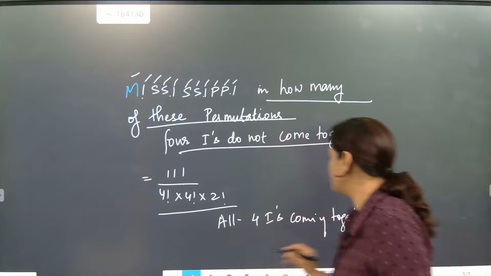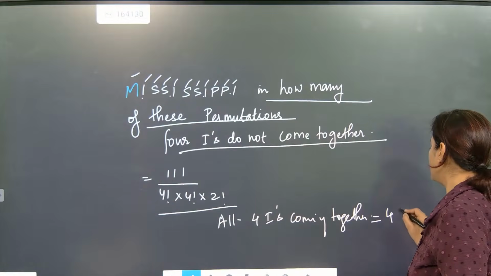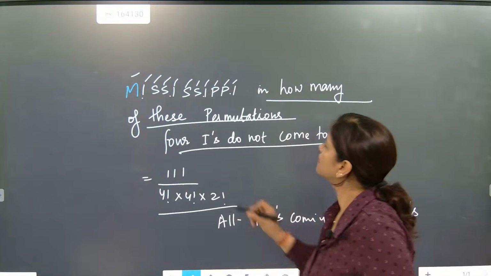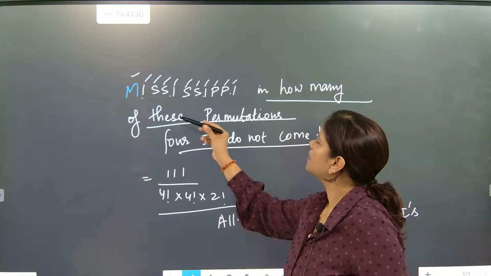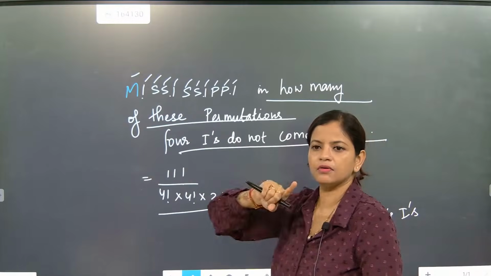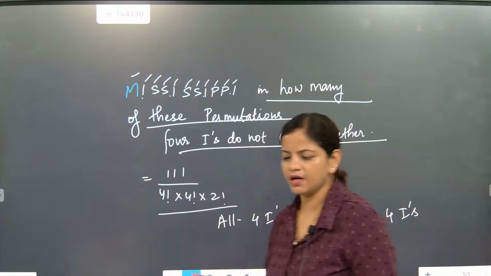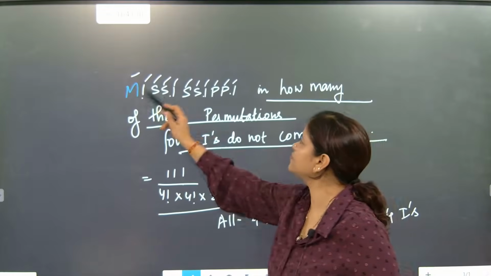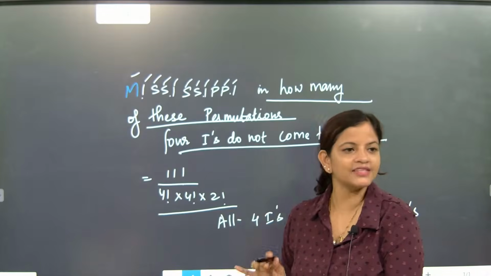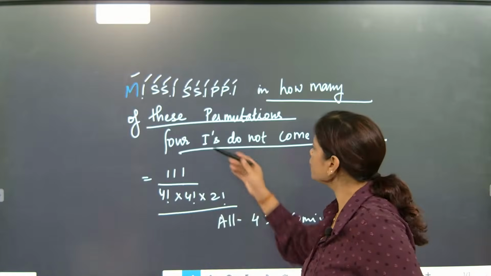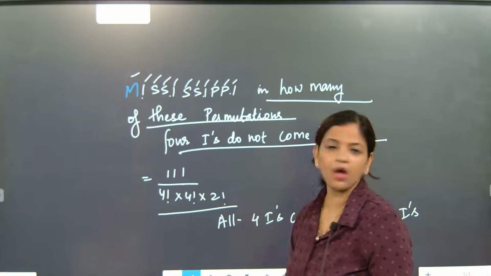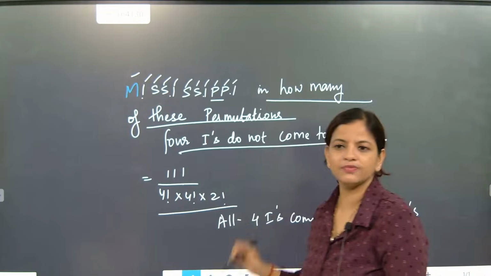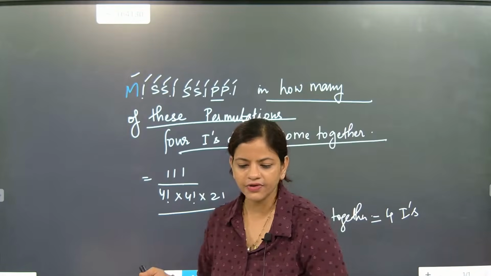this will give you the 4 I's. M is only 1, so 1 factorial value is 1. I is coming how many times? 1, 2, 3, 4. 4 times, so 4 factorial is written. S is coming how many times? 4 times, so 4 factorial is written. P is coming 2 times, so 2 factorial is written. So I have written everything.